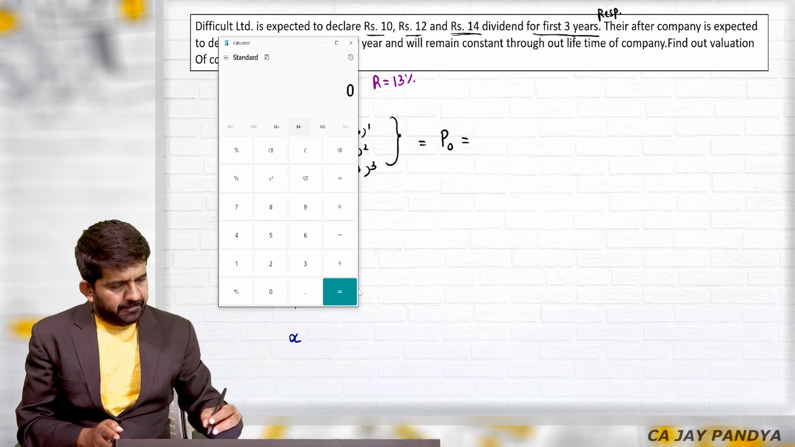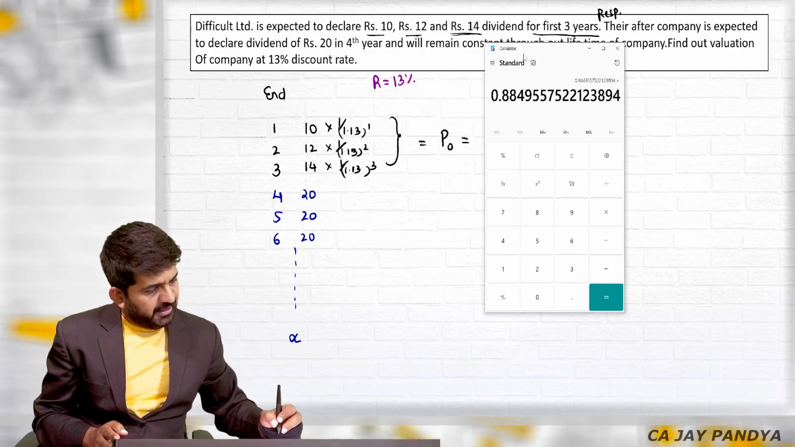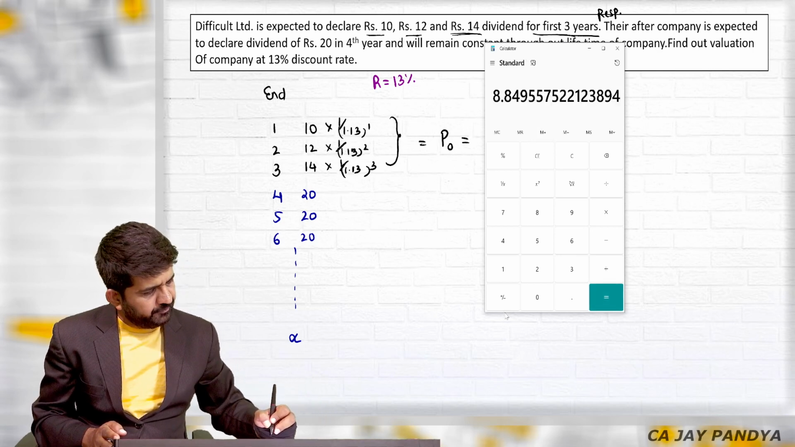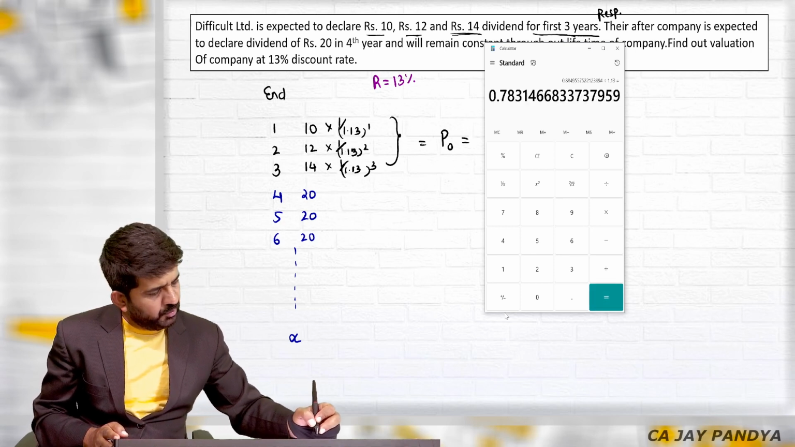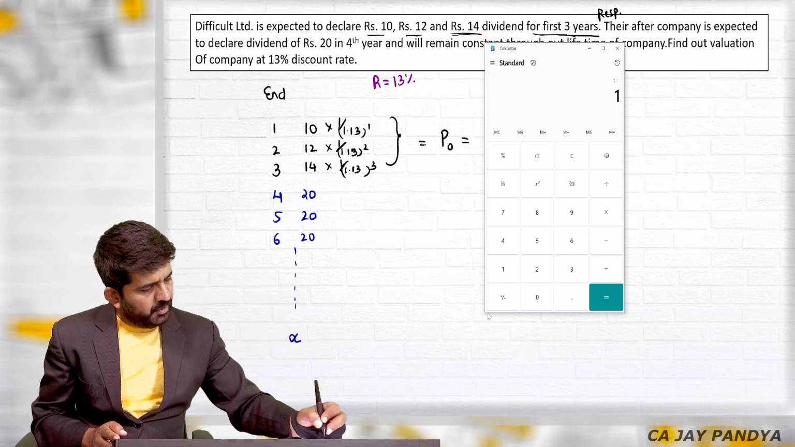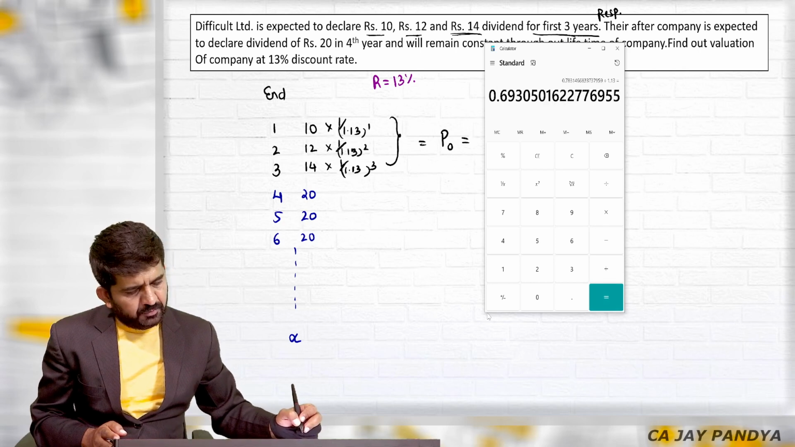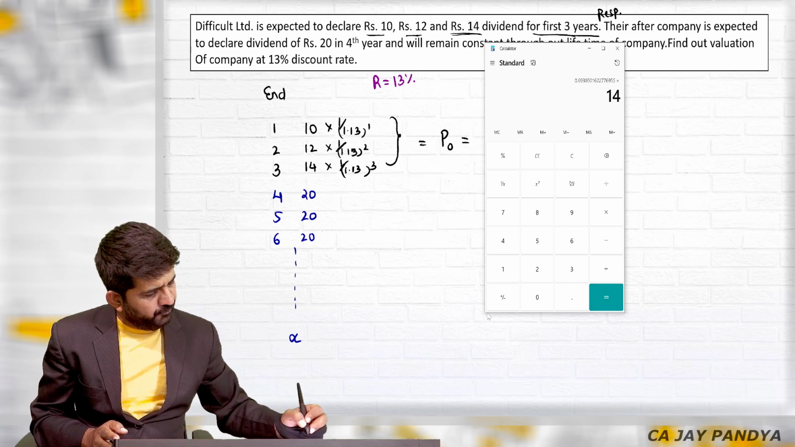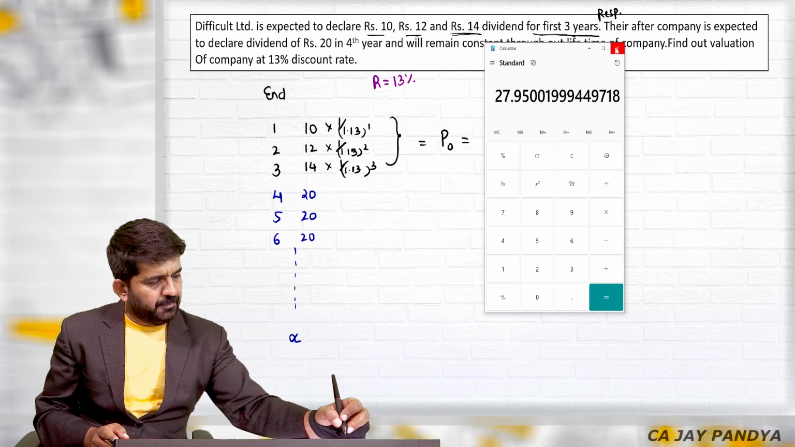Let me do it. It is 1 divided by 1.13 multiplied by 10 is equal to M plus, 1 divided by 1.13 multiplied by 12 is equal to M plus, 1 divided by 1.13 multiplied by 14 is equal to M plus. MRC is my answer, which is 27.95.